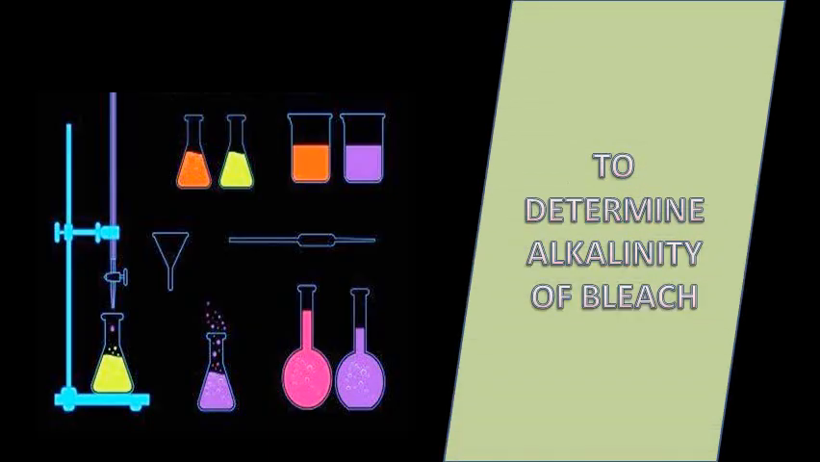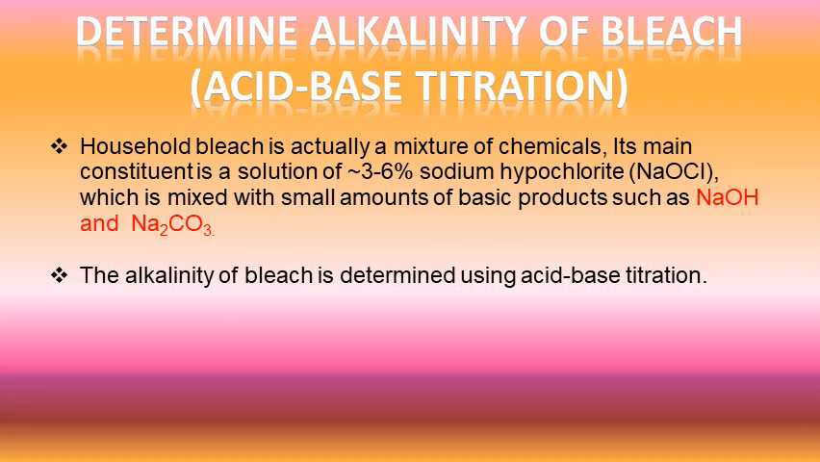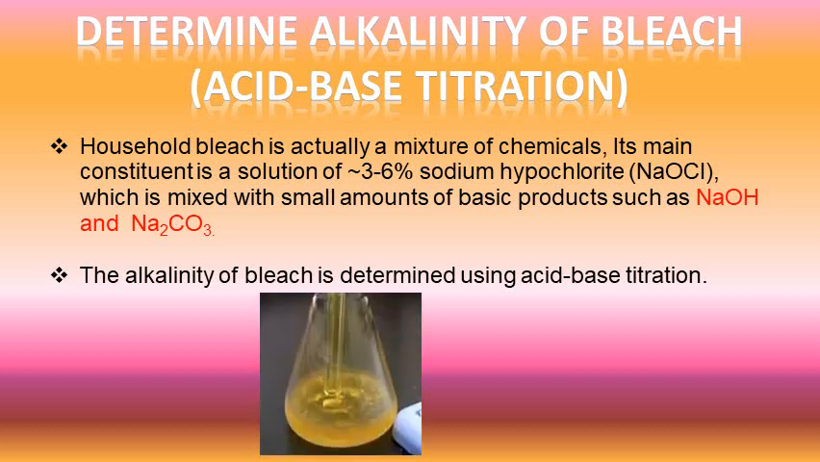The other property of the bleach is the alkalinity of bleach. Now we will see the application of titration to determine the alkalinity of bleach. Determine the alkalinity of bleach using acid-base titration. Household bleach is actually a mixture of chemicals. Its main constituent is a solution of 3 to 6% sodium hypochlorite, which is mixed with small amounts of basic products such as NaOH and sodium carbonate. The alkalinity of bleach is determined using acid-base titration.